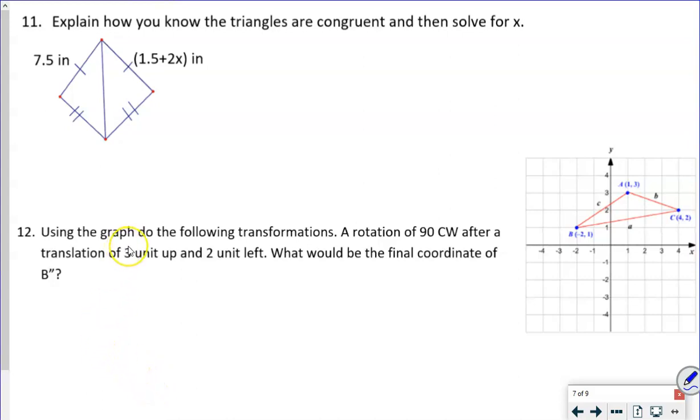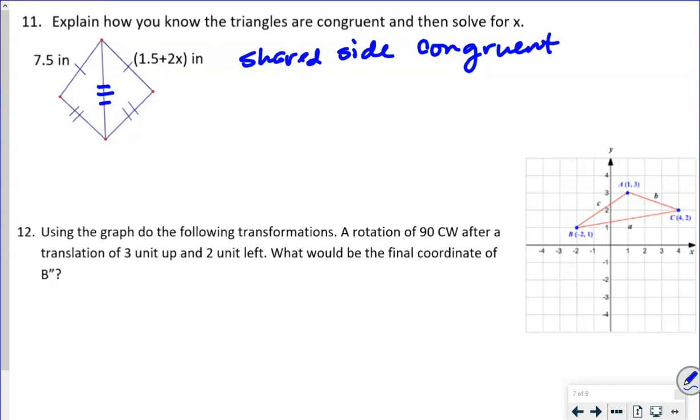Number 11 says, explain how you know the triangles are congruent and then solve for x. Okay, we have another pair of sides right here. So the shared side is congruent, right? So they are congruent by side, side, side, right?